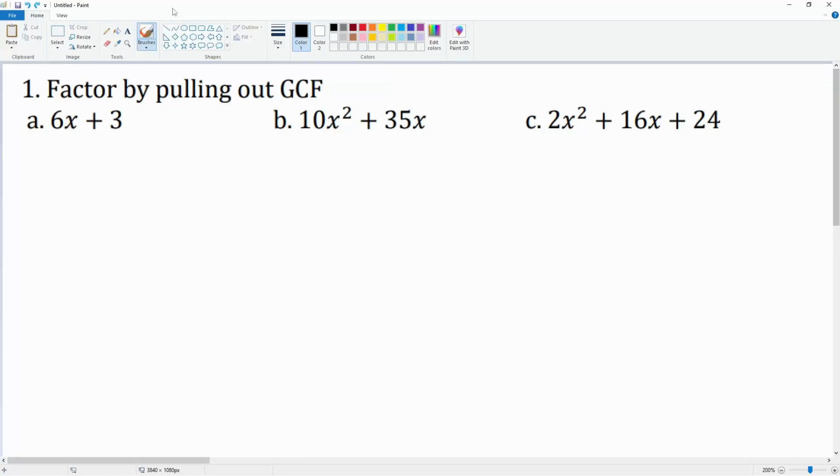Number one, we're going to factor out by pulling out the GCF. All right, so we want to find the GCF. The GCF is called the greatest common factor.